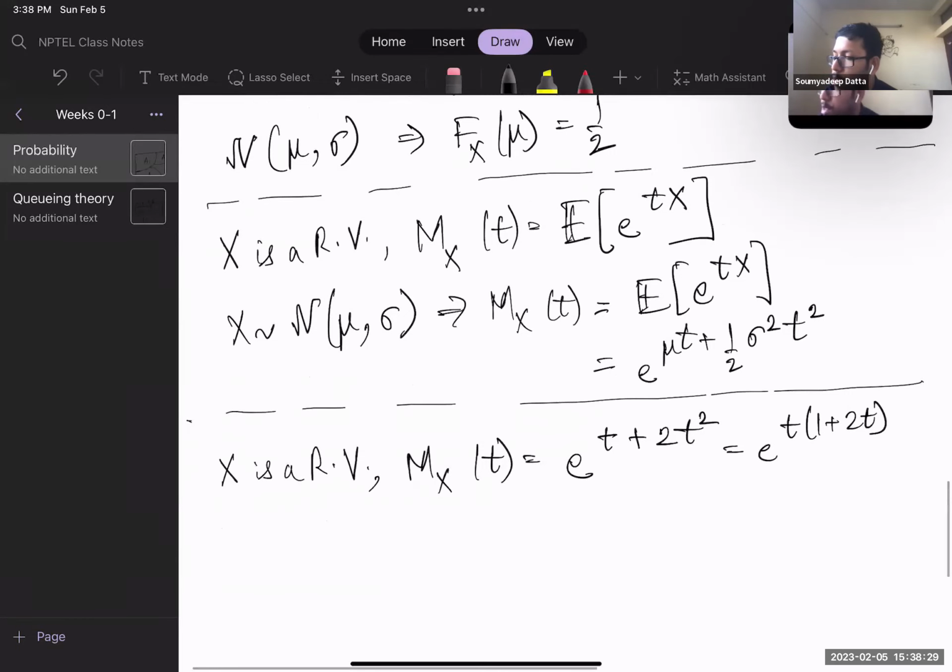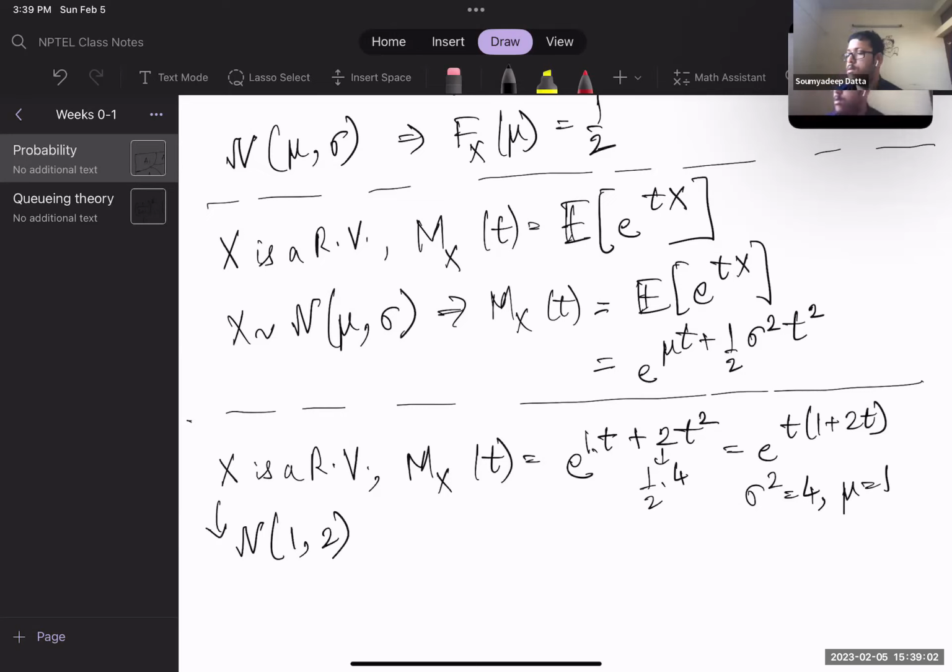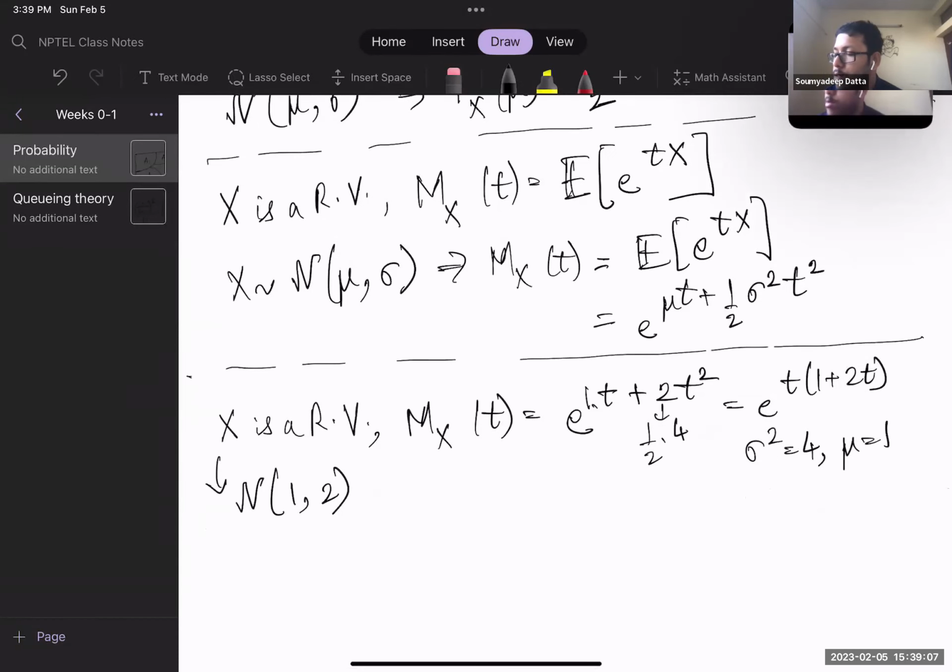So you can immediately compare with this formula. You don't need any other knowledge. You know that this is the formula of a Gaussian. So you can immediately put in the values here. You can see that it is 1 times t, and this 2 is half times 4, right? So sigma square is equal to 4 and mu is equal to 1. So this is a Gaussian, and sigma square equal to 4 means sigma equal to 2. So this is a Gaussian random variable (1, 2). Is that clear? This is the kind of back computation that you will do.